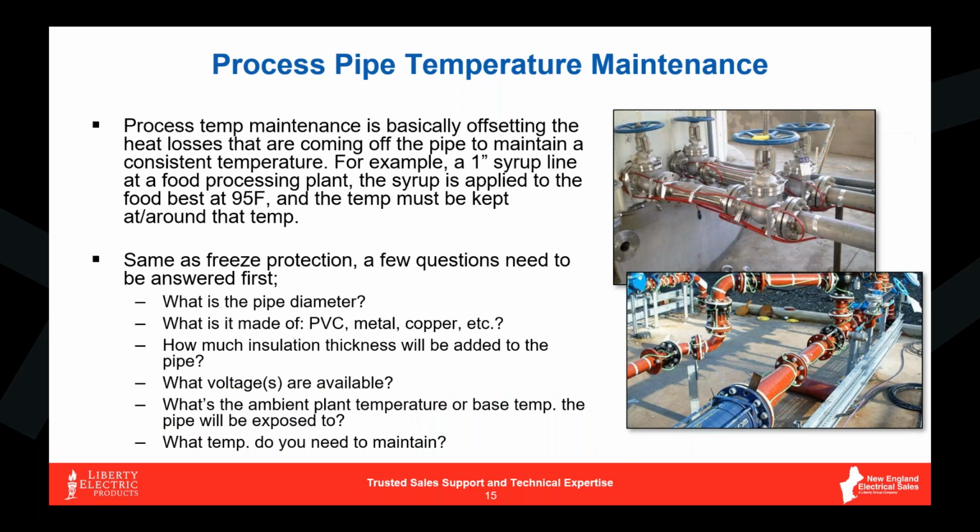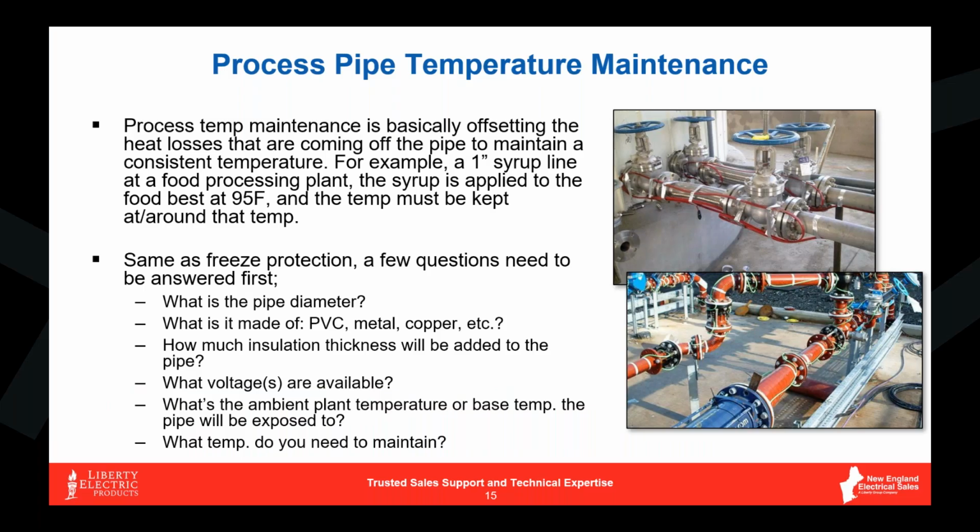I mean, process temperature maintenance, the only real difference between these two applications, like we still need to know what that pipe diameter is going to be. We still need to know how much insulation you want to put around it. Is the pipe going to be plastic, metal? But the biggest thing is going to be, what is that temperature range?